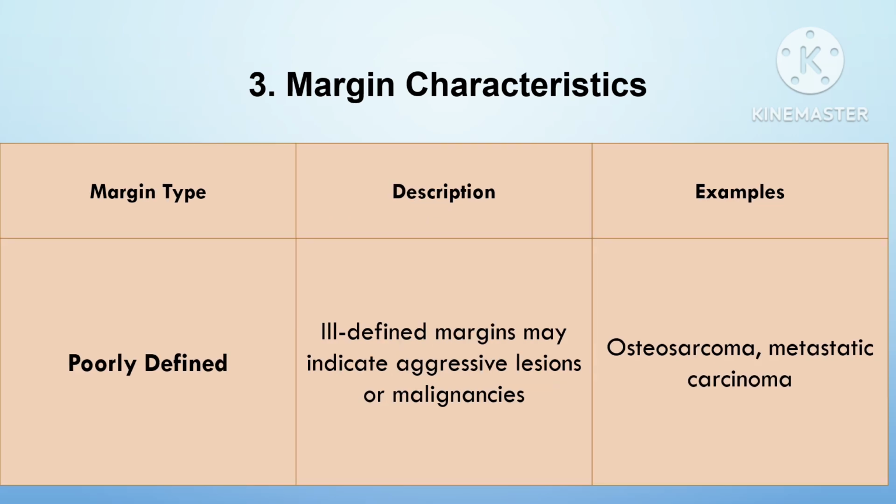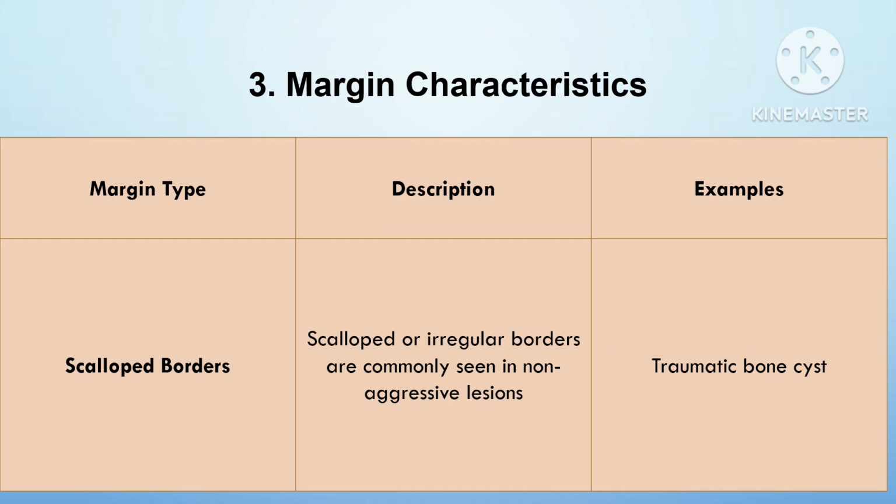Lesions with poorly defined or ill-defined margins may suggest a more aggressive behavior. These margins may indicate that the lesion is infiltrating into surrounding tissues, which raises the possibility of malignancies. Conditions such as osteosarcoma, which is a type of bone cancer, and metastatic carcinoma, which is a cancer that spreads from another part of the body to the jaw, typically exhibit poorly defined margins.